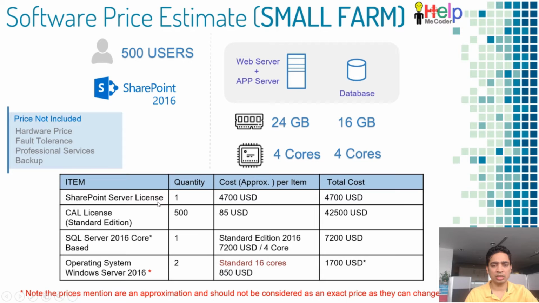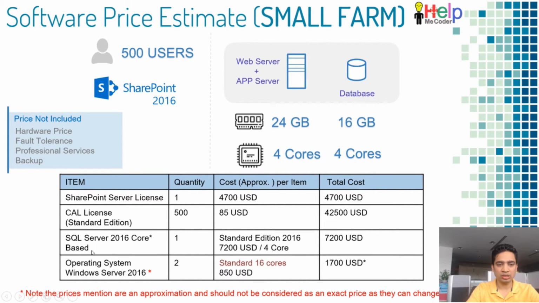Now SharePoint server licensing. When we come to SharePoint server licensing, over here is one box, so one SharePoint server license. Approximately for standard license it is like 4,700, and it may change, it may be like 4,500 to 5,000 USD. So I just took a middle figure, 4,700 USD. CAL licenses for standard license: if there are 500 users, you need to buy 500 CAL licenses, at approximately 85 USD each. So it totals up to 42,500 USD.